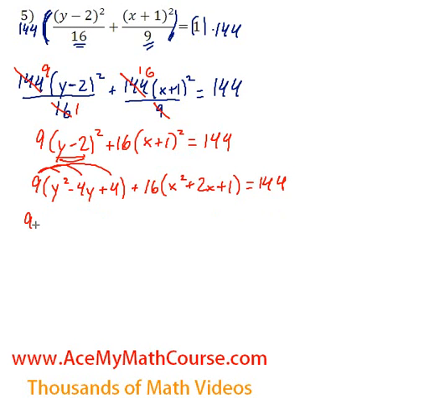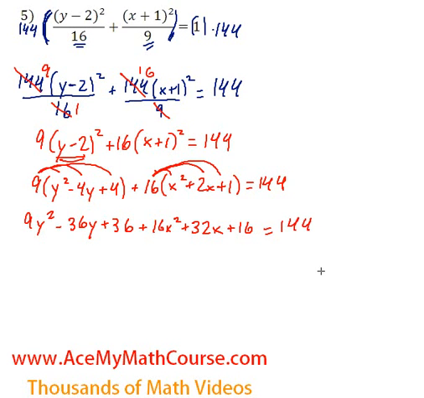9 times y squared, 9y squared. 9 times minus 4y, minus 36y. 9 times 4, 36. Then we'll distribute the 16. 16 times x squared, 16x squared. 16 times 2x, 32x. 16 times 1, 16. Still equal to 144. Soon I'm going to subtract 144 from both sides of the equation.